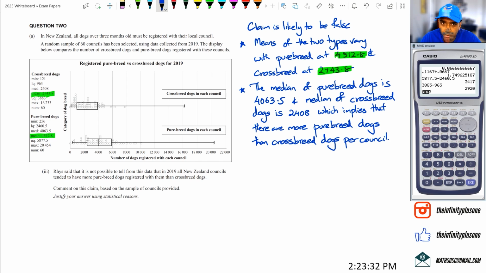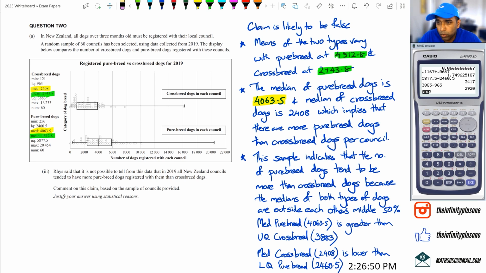The next one is the median of purebred dogs, I can't even say it right. So we're looking at the median of purebred dogs, which is 4063.5, and the median of the crossbreed dogs, which is 2408. Now, once again, the medians also tell us that there are actually more purebred dogs than crossbreed dogs within each council. So that's another thing that's telling us that Reese's claim might actually be false.